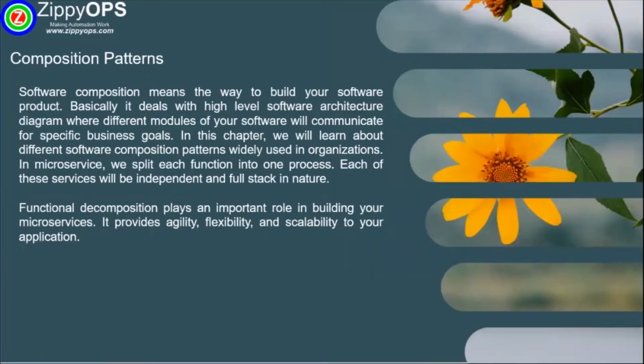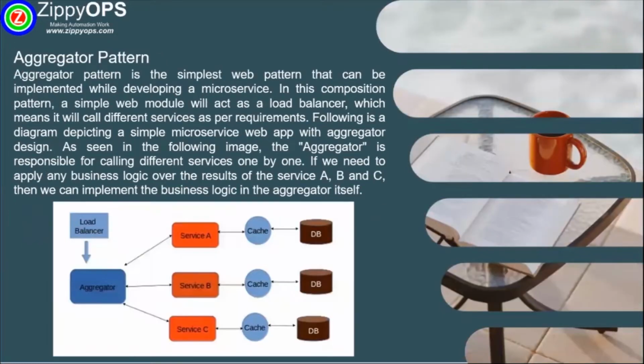Composition patterns are the way services are architected to communicate with each other, right? When I talk about a service, one service has to communicate with another service. So how am I going to expose this service to the external world, or when one service is communicating with another service, at the high-level application design, how are they going to communicate with each other? That is called a composition pattern.